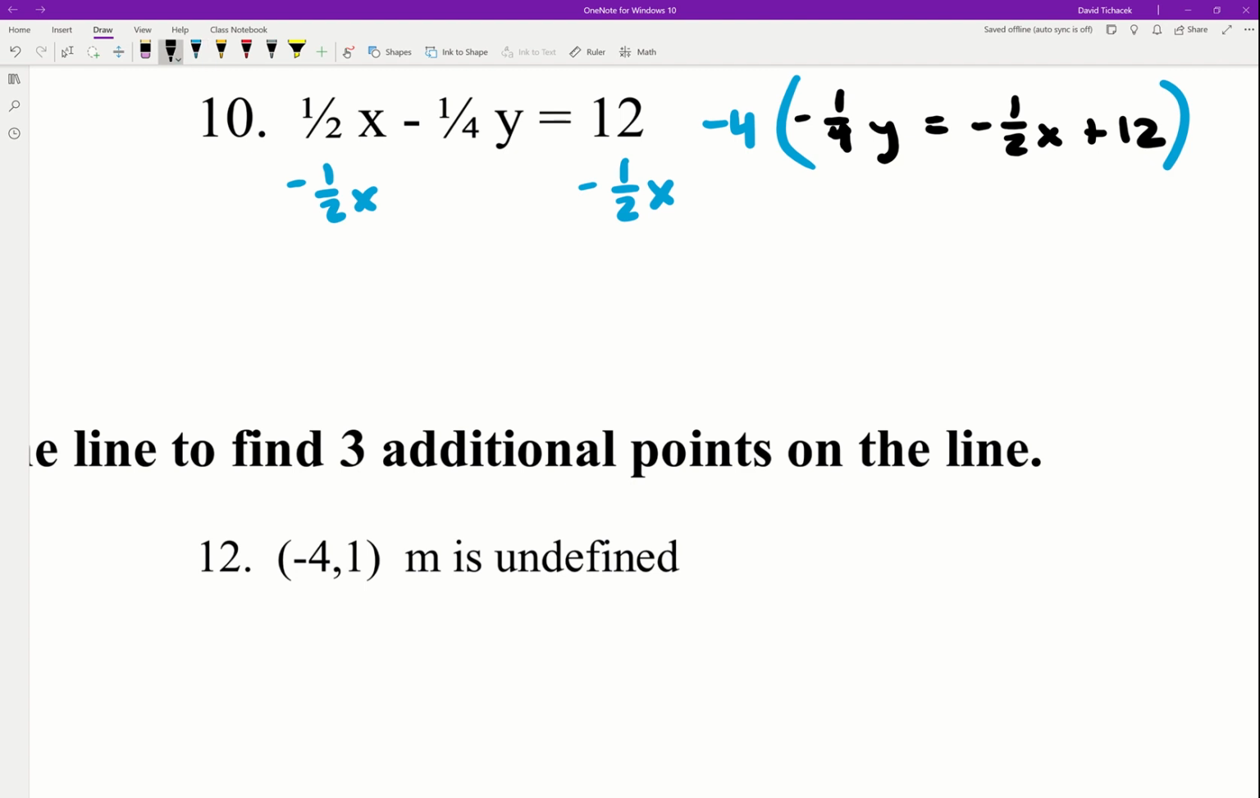So that's just going to mean I'm going to distribute a -4 to everything. When I do that, I'm going to end up getting +2x minus 3, in which case you can go ahead and see here that playing the role of your slope is 2, and playing the role of your y-intercept is going to be -3.